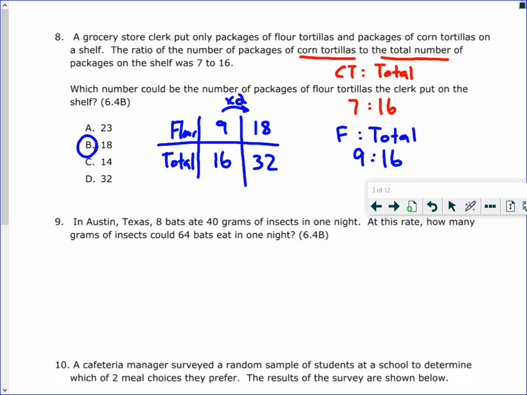This is a very tricky problem, and you got to make sure you read it correctly. So make sure you look at that one, make sure you understand that one.